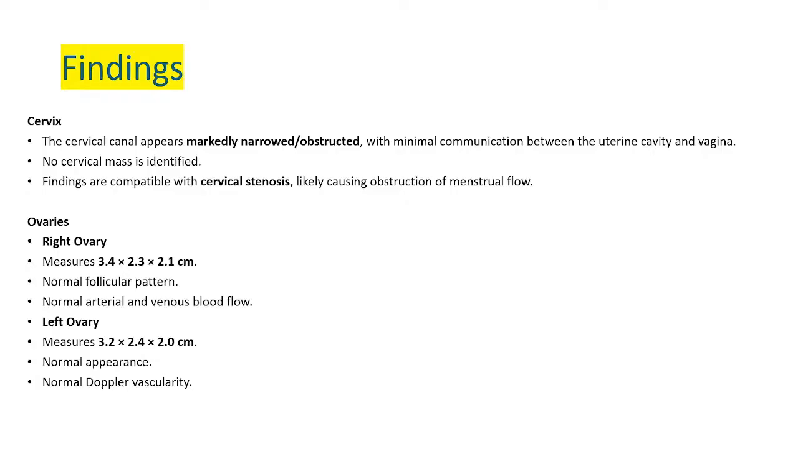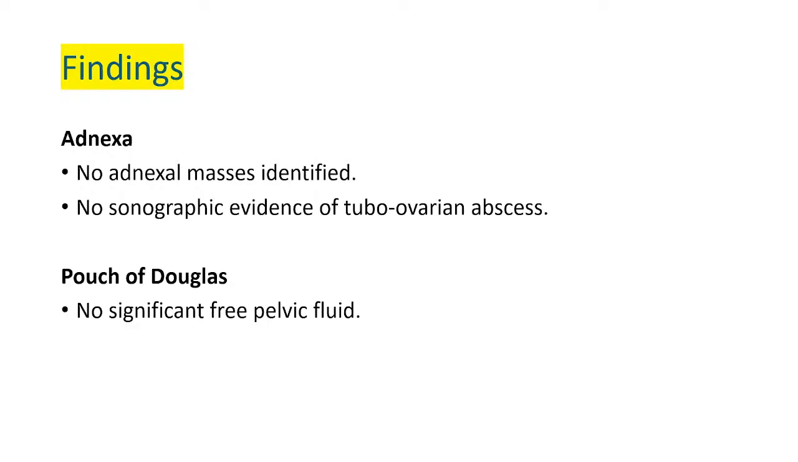So the ovaries, the right ovary measures 3.4 by 2.3 by 2.1 centimeters. Normal follicular pattern, normal arterial and venous blood flow. The left ovary measures 3.2 by 2.4 by 2.0 centimeters. Normal appearance, normal Doppler vascularity. So the adnexa, no adnexal masses identified, no sonographic evidence of tubo-ovarian abscess. Pouch of Douglas, no significant free fluid noted.